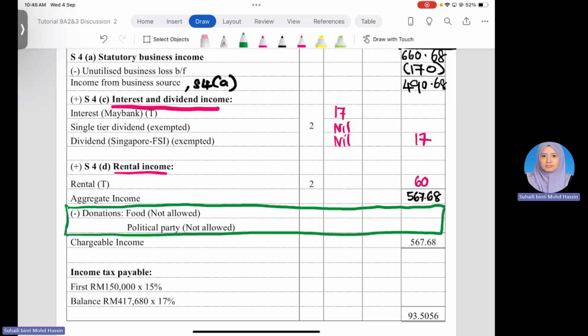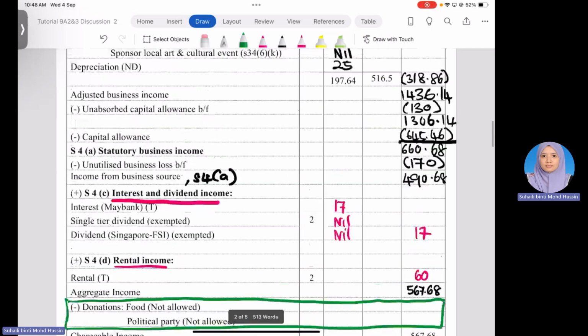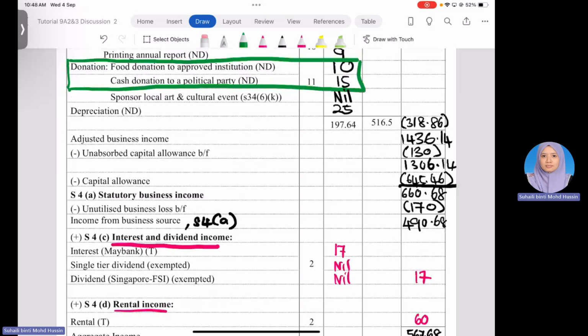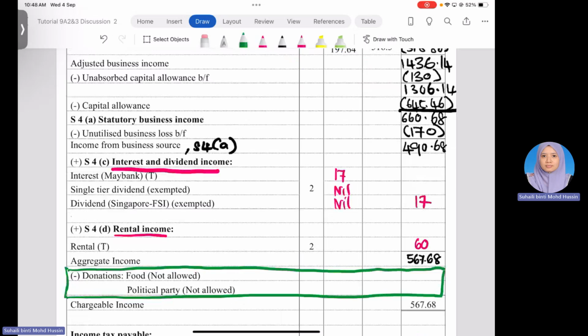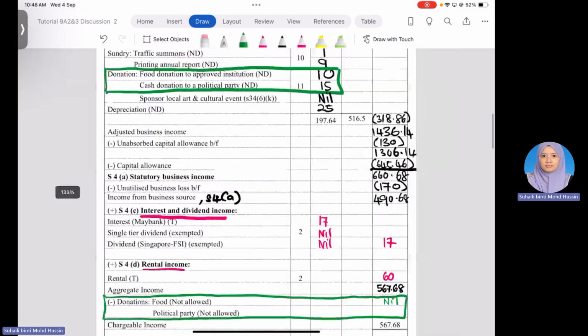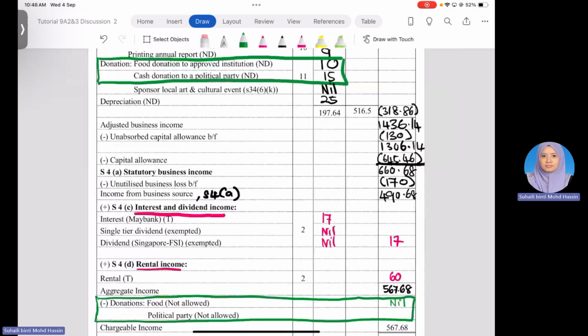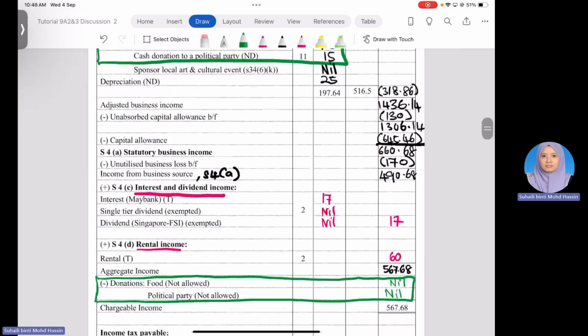As mentioned just now, when you donate to the approved charitable institution, only cash donation is allowed for deduction. Food donation is still not allowed for the deduction. So we record as a nil to present not allowed for deduction. Political party, as I mentioned just now, no section 34, no section 44 covered for the political party. Understood that at the adjusted business income it is not allowed, at the aggregate income also not allowed. So we record as a nil to present that it is not allowed for the deduction. Right, then we settle. Aggregate income minus donation, you get the chargeable income.